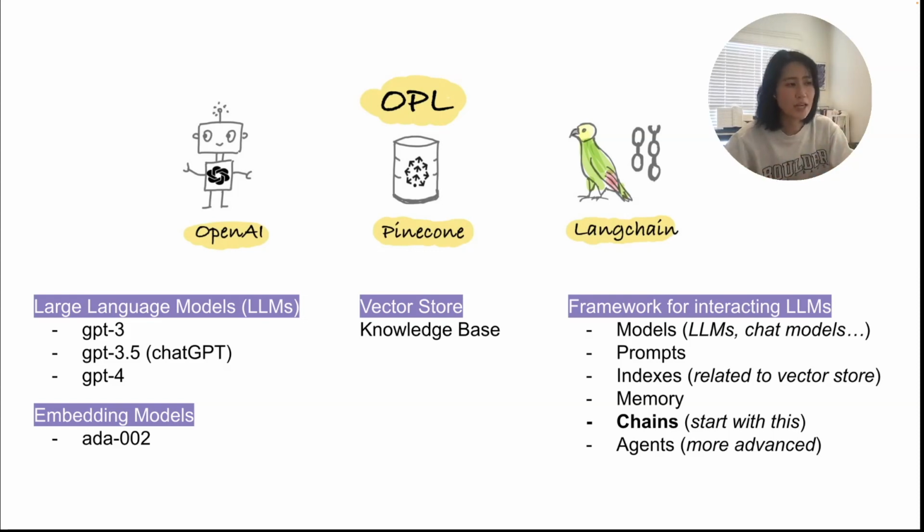I will start with chains. Chains are almost like a predefined pipeline that allows you to process user input, compare the user input with the vector space, retrieve relevant context, and use that context to prompt engineer the large language model to retrieve a response.